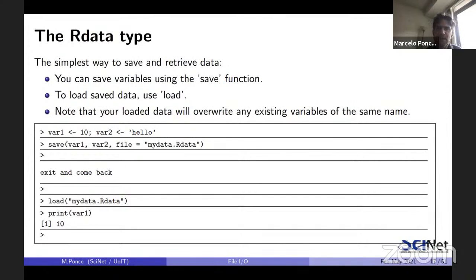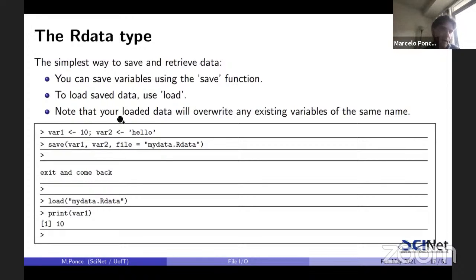I told you, you can save this using the save function. This is binary data, raw binary data, not structured, but R will still recognize it. For instance, let's consider that we have two variables, var1 with the value of 10 and var2 with the value of hello, a string. I'm using the semicolon here to separate two commands in the same line. So I can use save, write as many variables as I want, and then specify what file, okay? So say var1, var2, and then file equal mydata.rdata.